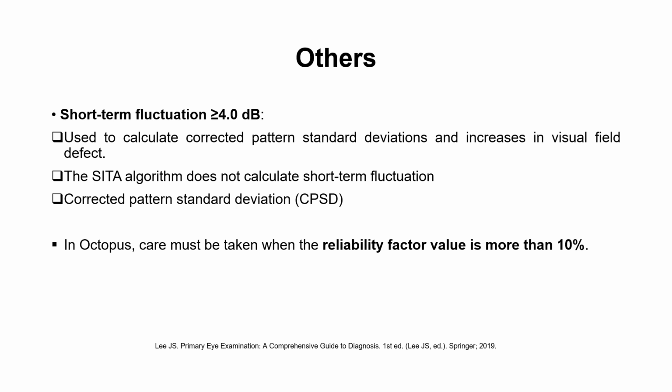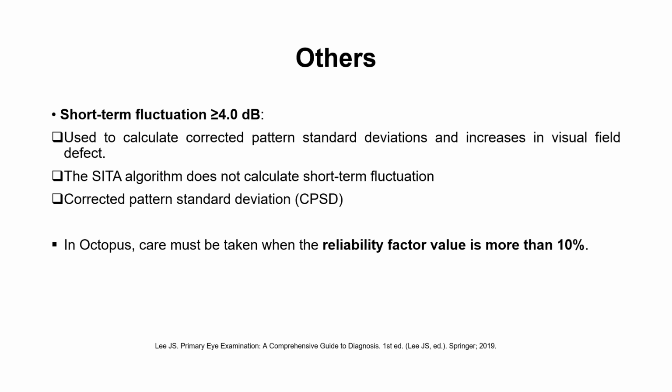So as we said, this short-term fluctuation is one of the indicators of consistency and reliability. If it's increased, there is suspicion. However, the SITA algorithm doesn't calculate the short-term fluctuation.